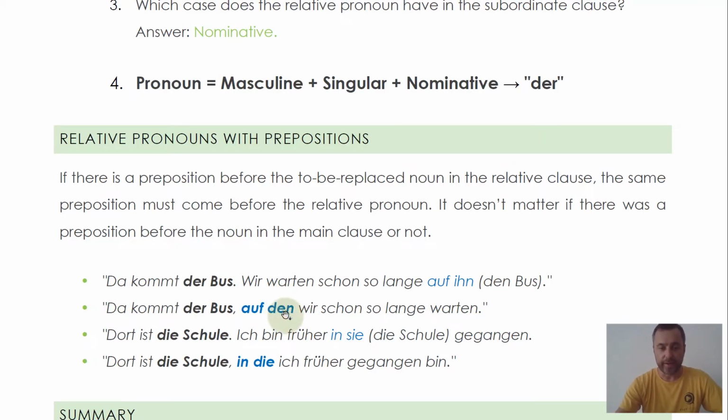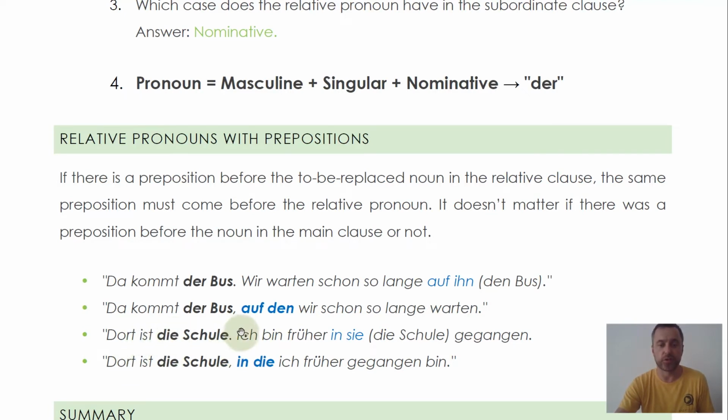Sounds complicated, but it's easy. Simply separate the sentences. If you're not sure, make it two sentences. If you use it here, wir warten schon so lange auf den Bus, then you have to use the "auf" here too. Same in the next example.